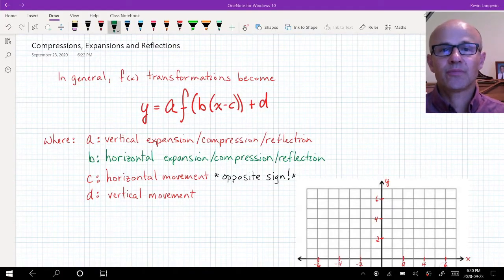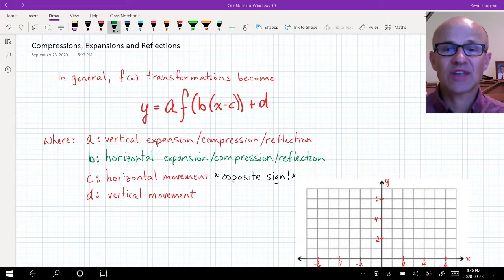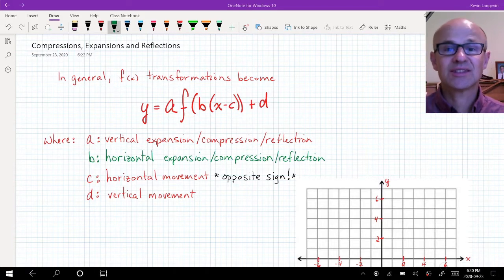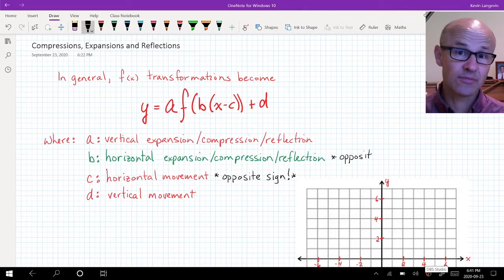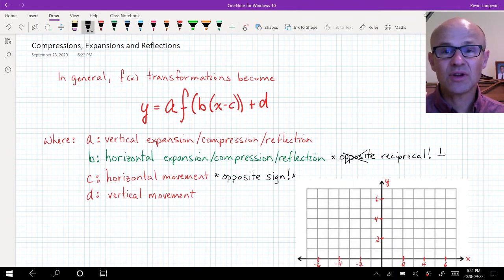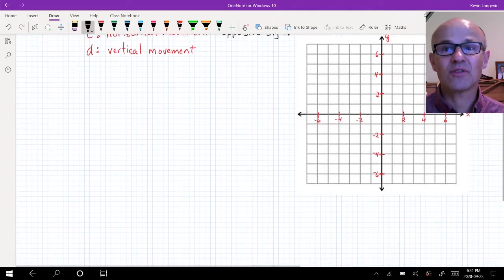So in general, we've seen it before, y equals a f of, and we've seen the x minus c and the plus d. The b is new. The a, as last year, is vertical expansion, compression, reflection, everything up and down. The c works opposite the sign, so if it says -3, we're actually moving right 3. And in the same way, the b value is the reciprocal of the b value.